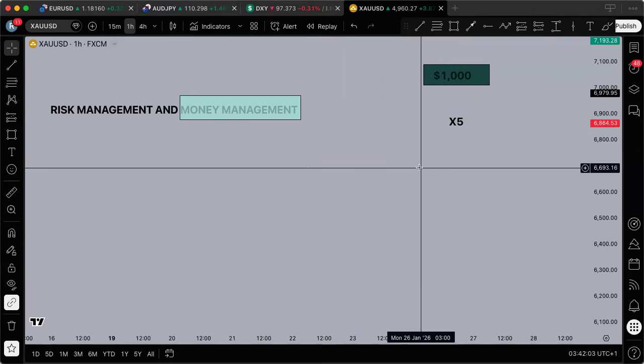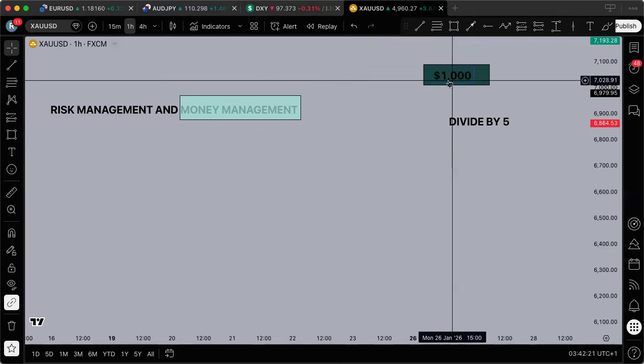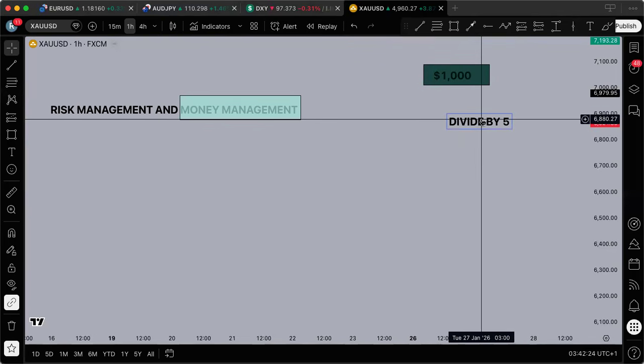$1,000 divided by five should be around $200 each. I made a mistake earlier; divide this $1,000 into five. I keep telling you, if you carry all this money and put it inside your trading account, what if the market hurts you? That is why I want you to divide this $1,000 into five, which gives you $200 each.